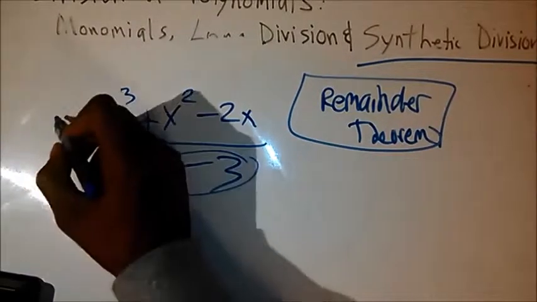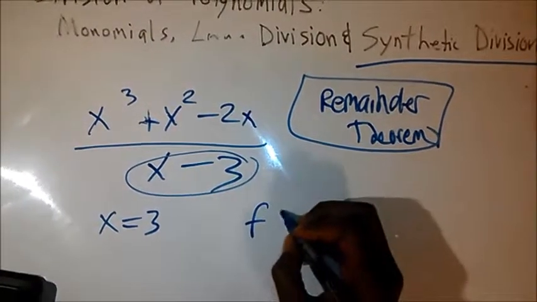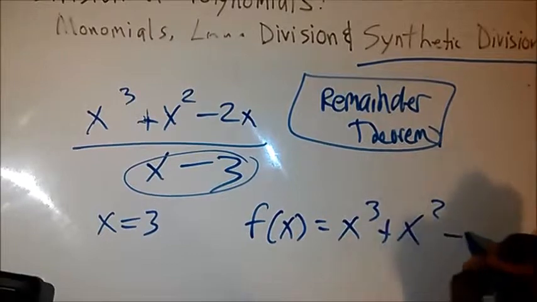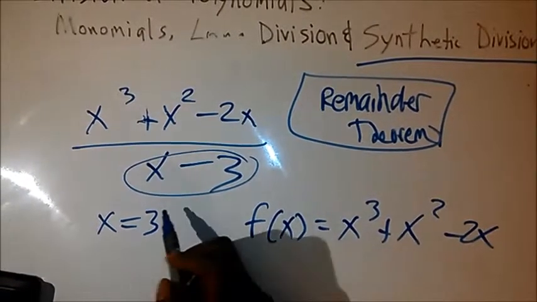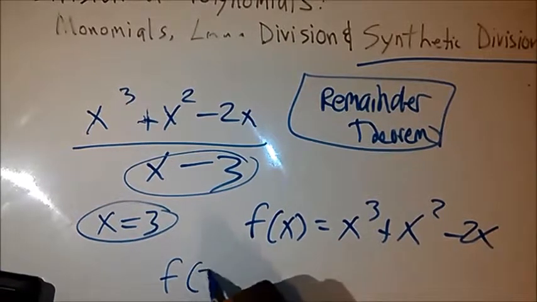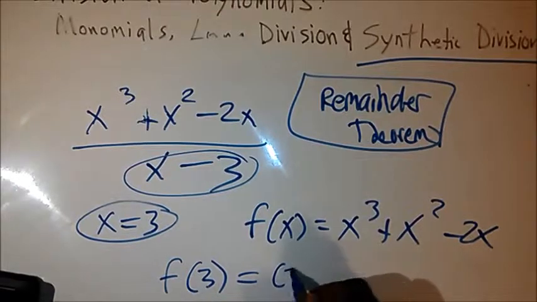Okay, now this top number, which is your f of x, you would change f of x to this here. You change x into 3. So f at 3, you put 3 in. Change all the x's to 3's.